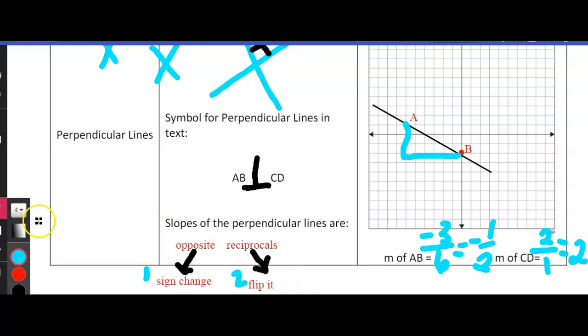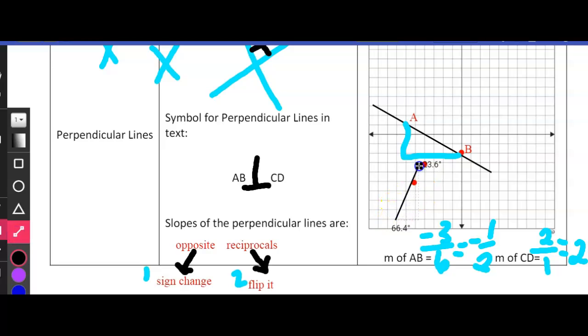So I need to make a new line, and we're going to call it CD. And I need to have it have a slope of 2, or 2 over 1. So I'm going to put a line, it doesn't really matter where, let's say right here. And I'm going to go up 2 and over 1. And when I connect those, you will see that it's going to look perpendicular.